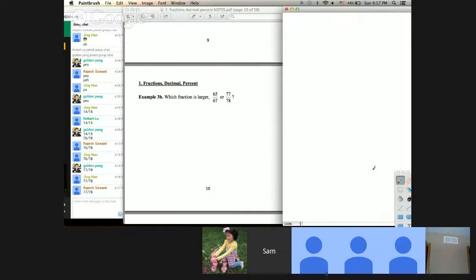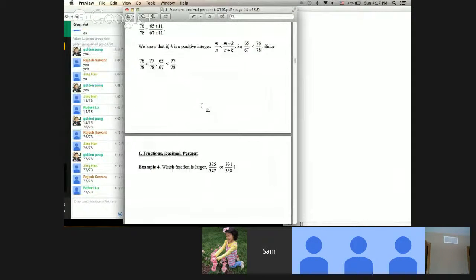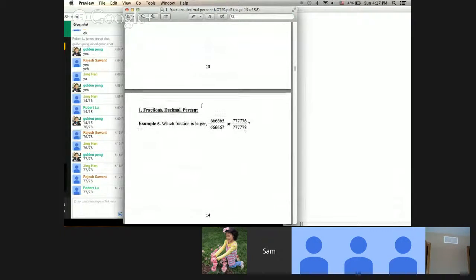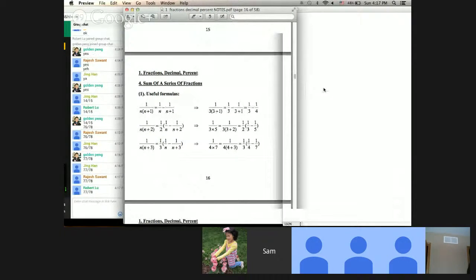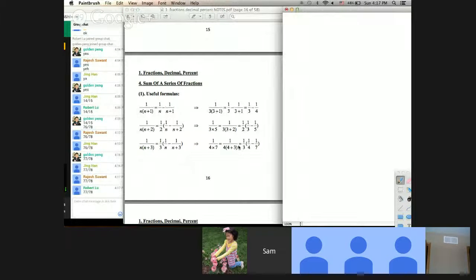Right, nice job, guys. The answer was 77 over 78. Okay, we'll continue onwards. Okay, nice job. So this is useful in MATHCOUNTS. Sometimes they like to throw this out towards the end of the round, like 28, 29, 30. Okay. So the first one is probably the most useful of them all.